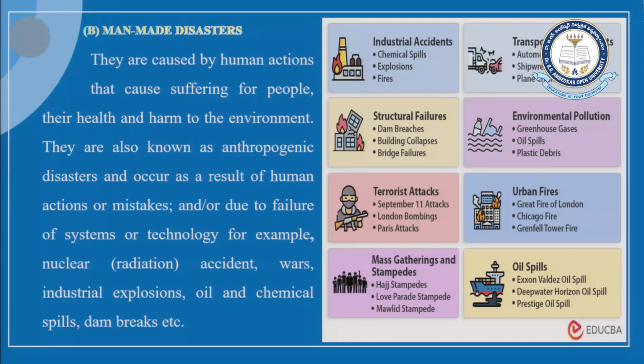Man-made disasters are caused by human activities that cause suffering for people, their health, and harm to the environment. They are also known as anthropogenic disasters, which occur as a result of human activities intentionally or by mistake, due to failure of system or technology, such as nuclear accidents, wars, terrorist blasts, industrial explosions, chemical spills, dam breaks, etc.